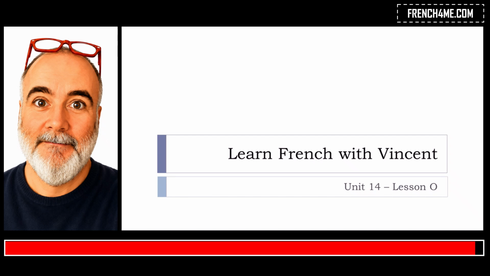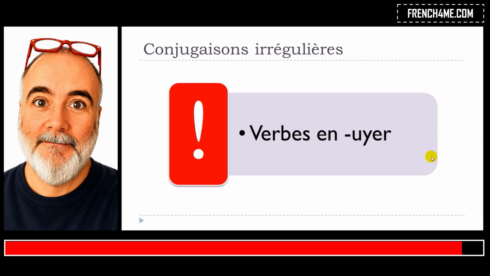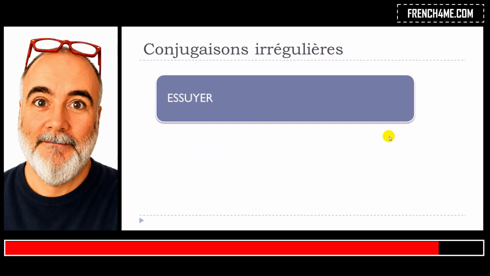This is Unité 14, leçon O. And in this lesson, we'll see together les conjugaisons irrégulières and we'll especially work on les verbes that will end with uyer. Okay? Les verbes en uyer. And I wanted to take, well, a simple verb. The verb is essuyer, so it means to wipe.